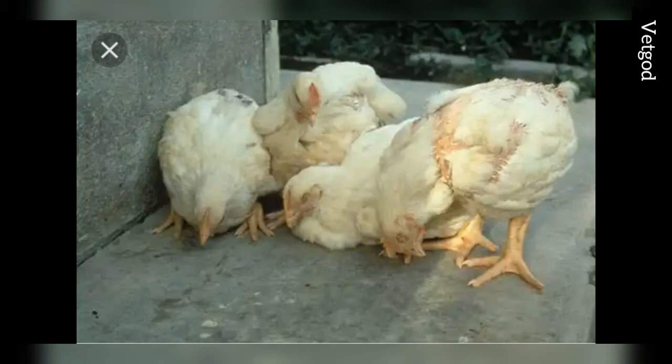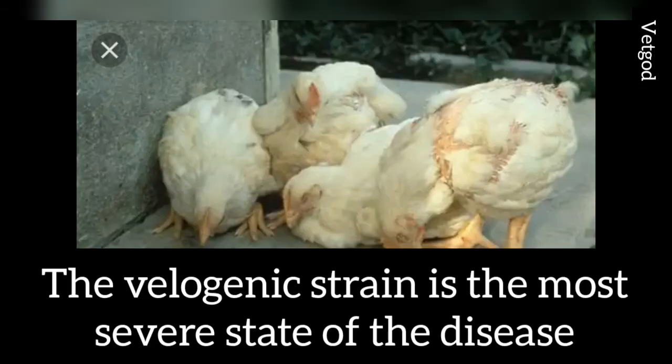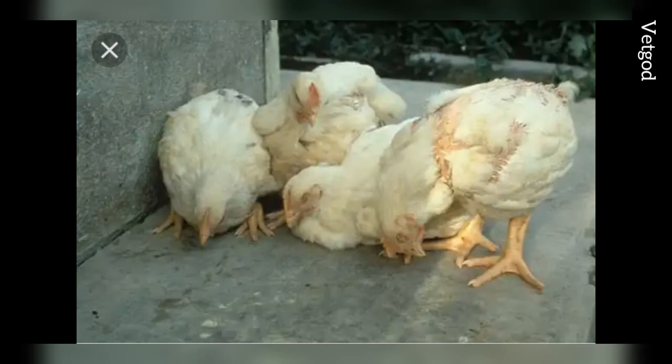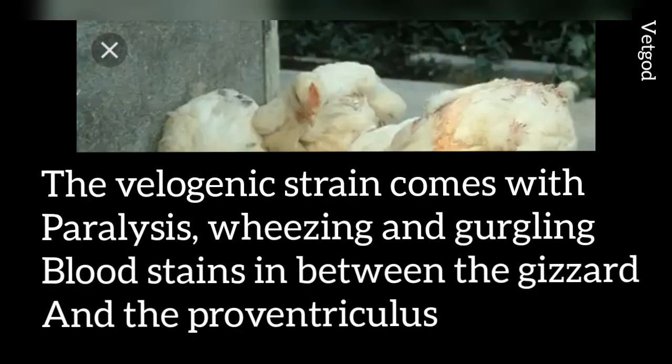So coming to the medium strain, it's also known as the mesogenic. It's in between the lentogenic and the velogenic. So coming to the velogenic, that's the most severe part of the disease. That's the most severe state of the disease. At this point, it's very hard on the animal. It comes with paralysis, wheezing, and gurgling.